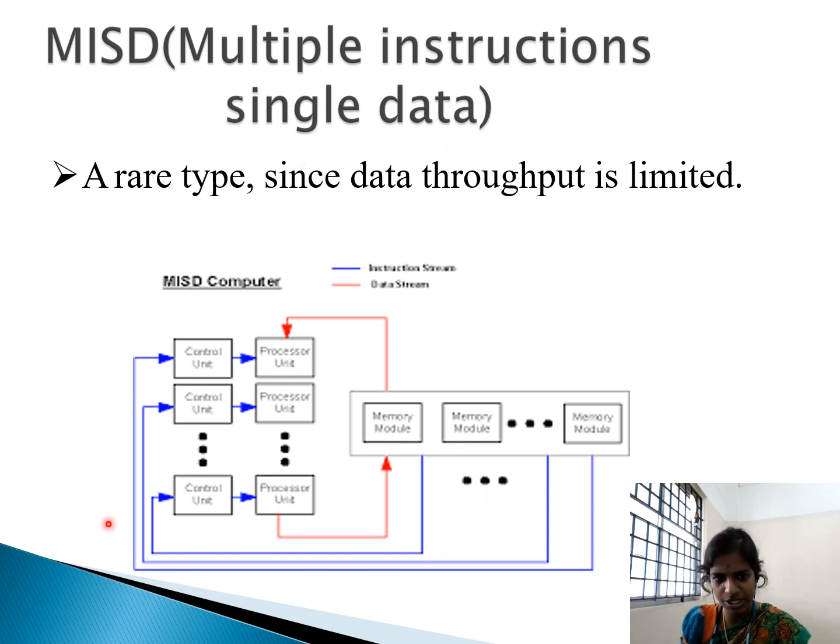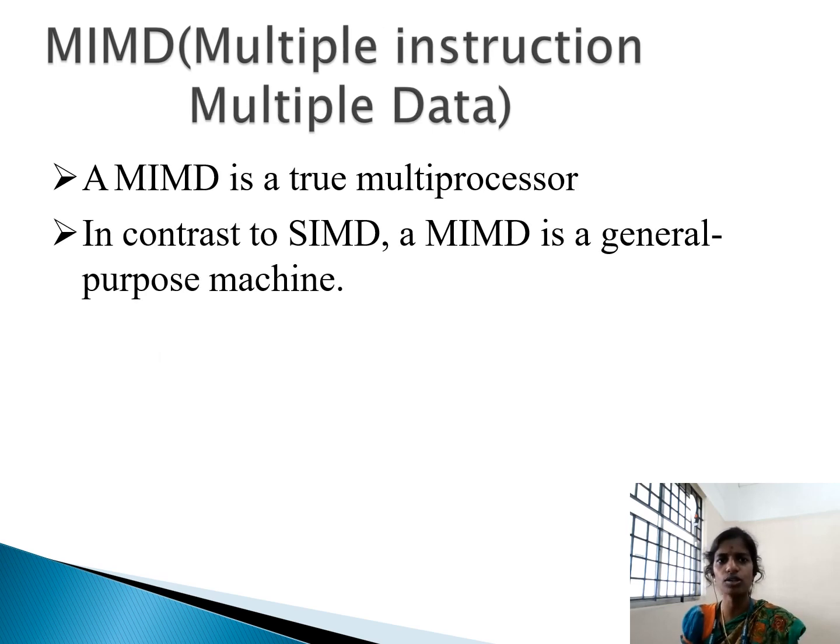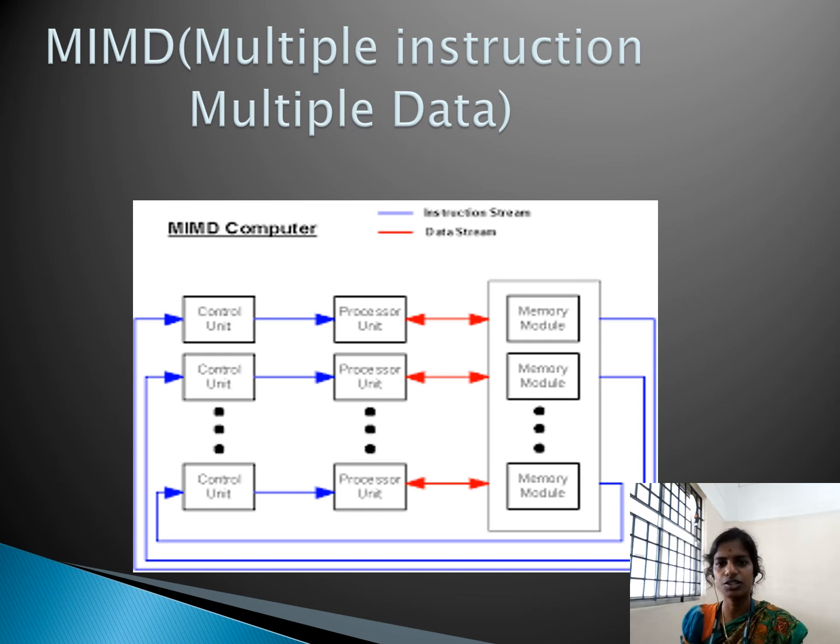So we have multiple instructions loaded to the control unit, but we have only a single data stream to be loaded to the processor unit. So this is the third type. So this is not in use. The fourth type is multiple instruction stream and multiple data stream. This is generally the one in use, the common processor.